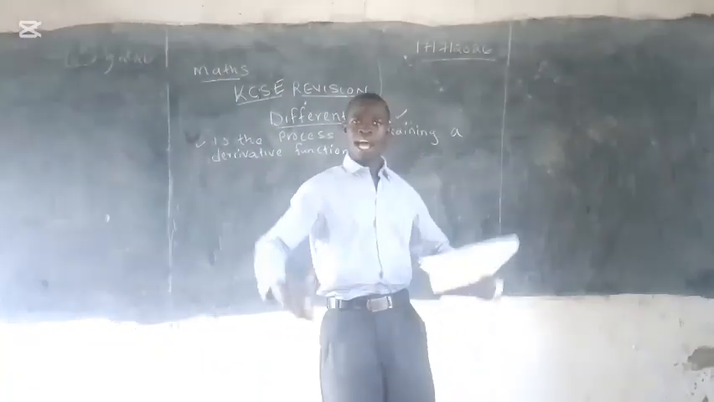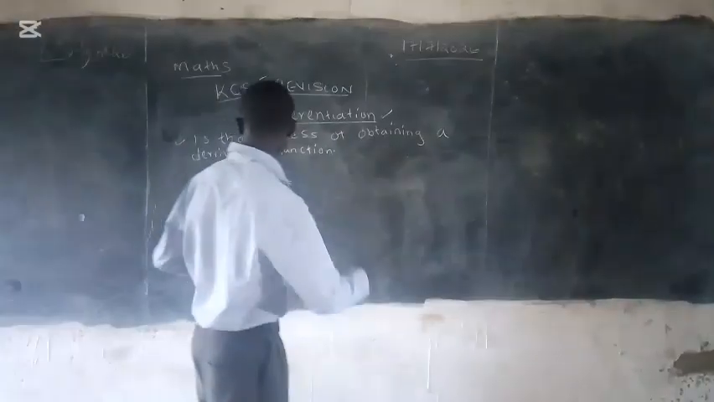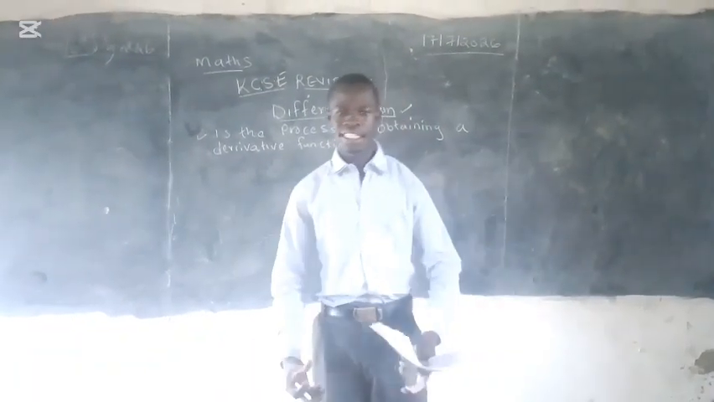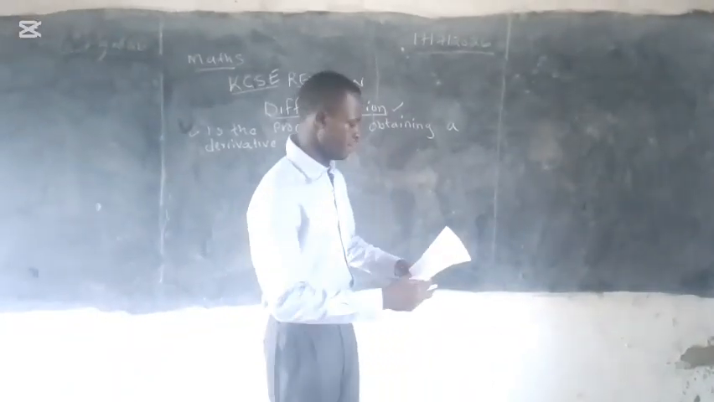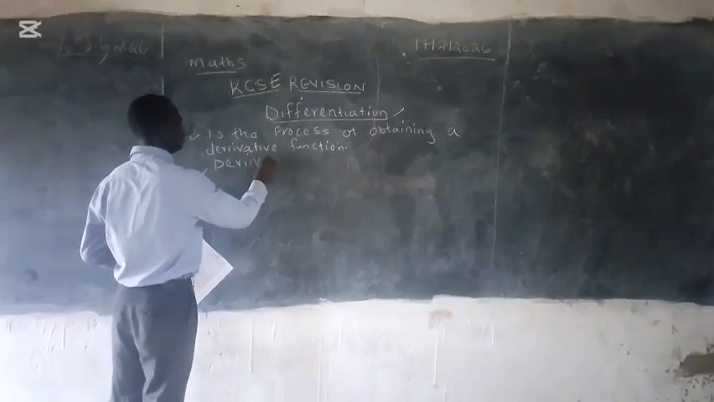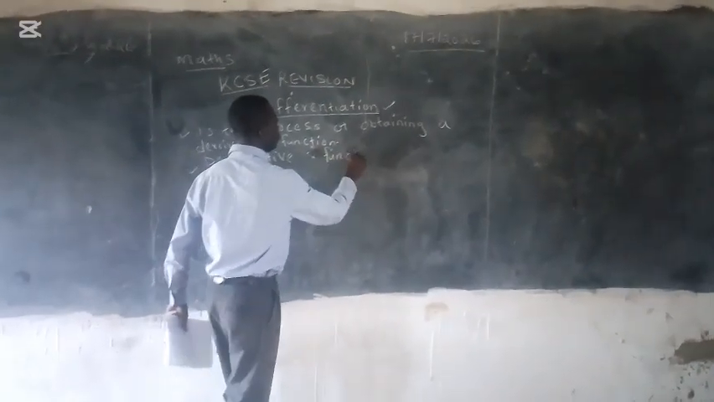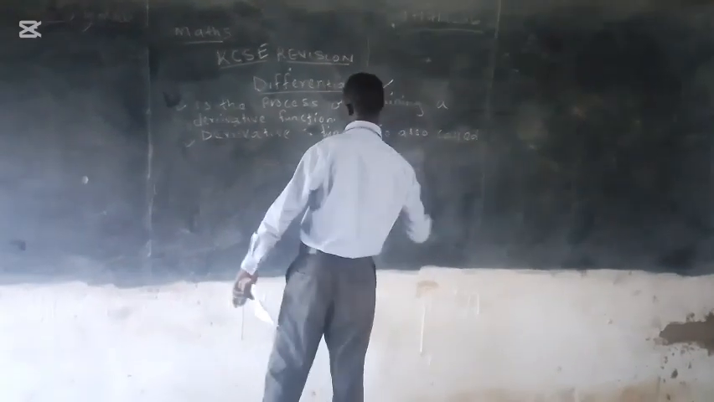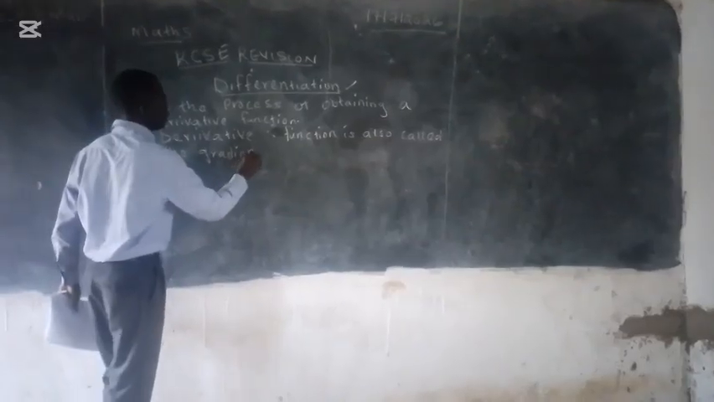What is a derivative function? A derivative function is also called a gradient function. Now, we already know what a gradient means. When we were in Form 2, we learned a topic called equations of a straight line. There we came across what we call the gradient. Then we can also say that a derivative function is also called the gradient function.